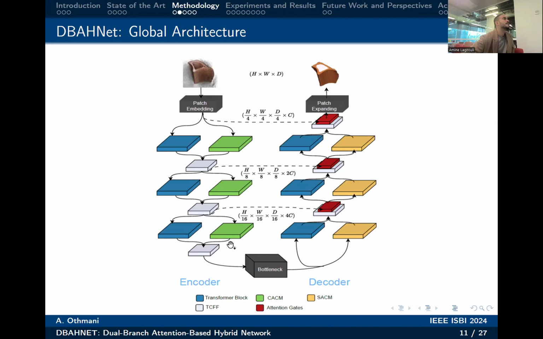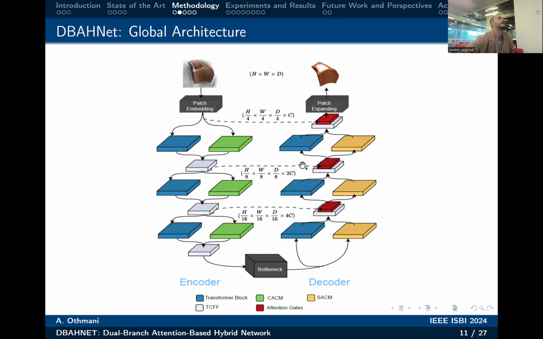which has channel-wise attention. Similarly, the cortical branch is composed of transformer units and a spatial attention convolution module. So at each hierarchical level, the feature maps are processed by both branches, and then they are fused using the transformer convolution feature fusion module at each hierarchical level.